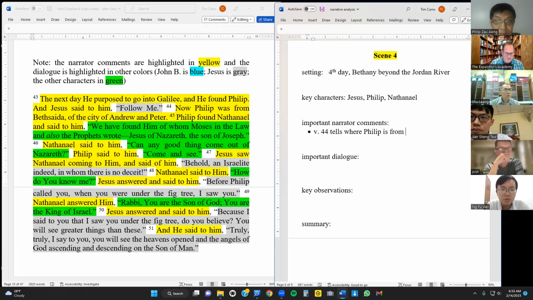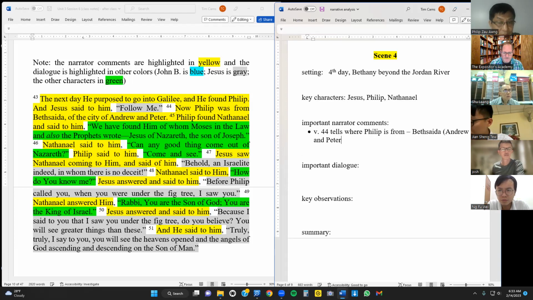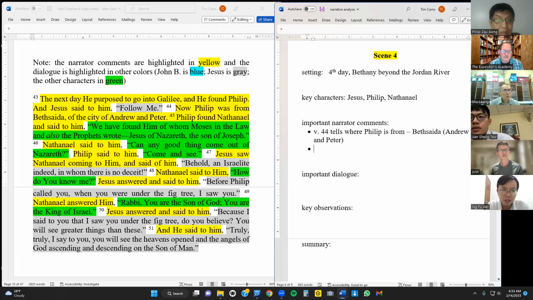Which is Bethsaida, which is the same place, I think, as Andrew and Peter, which is important. So he lives in the same area that Andrew and Peter are from. All right, good. Anything else?